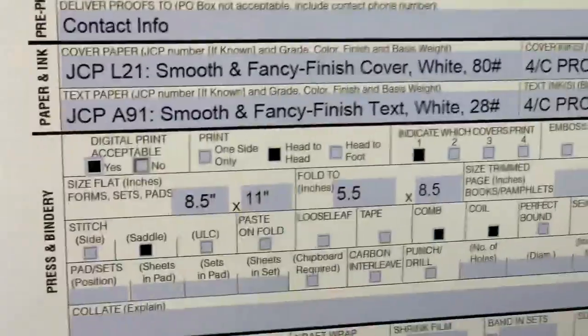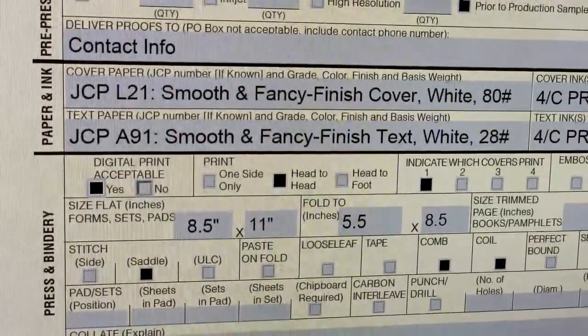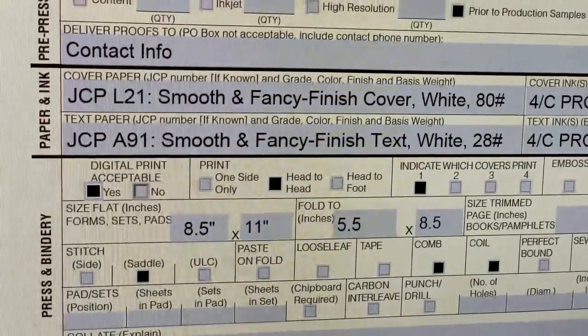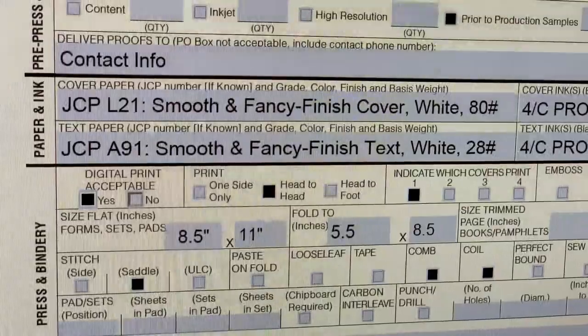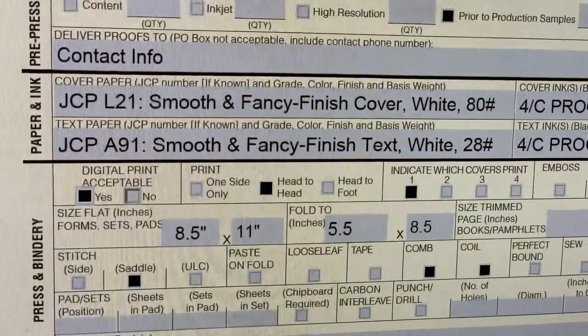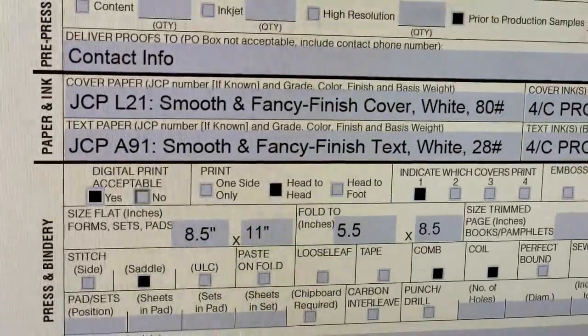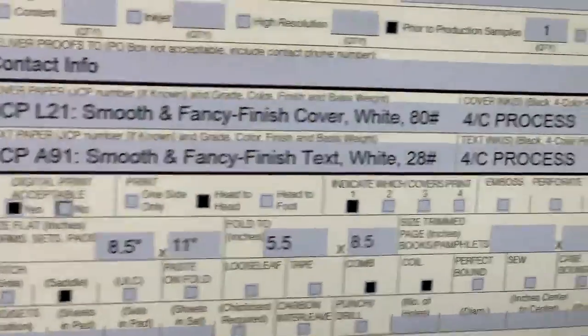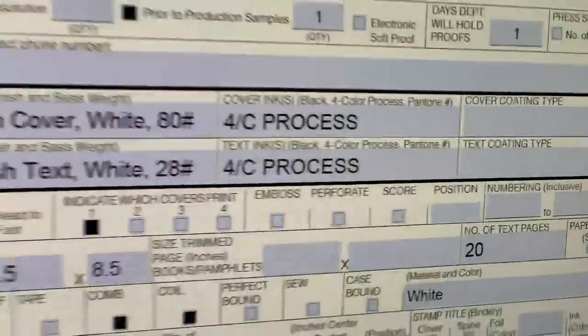The next section, paper and ink, describes the cover and text pages. JCP number is the paper-specific standards and can be found on page 3 of the SF1 instructions. Paper color and paper weight can also be specified. You can choose black and white for the cover and text pages, or choose 4-color process if your cover and or text pages have color, text, or graphics.